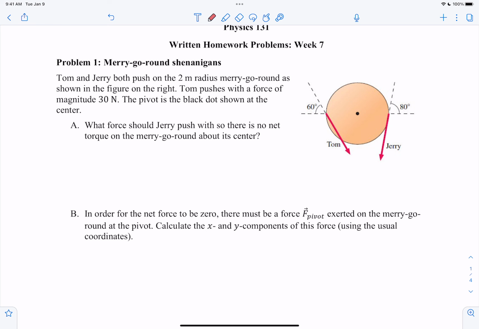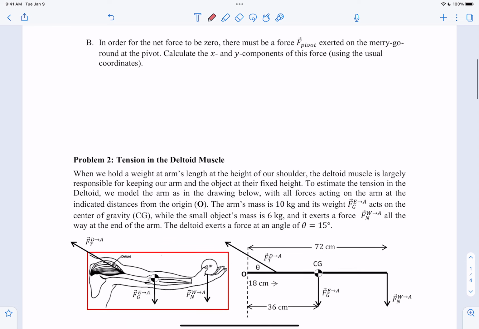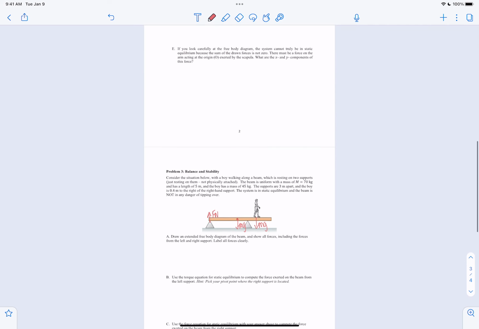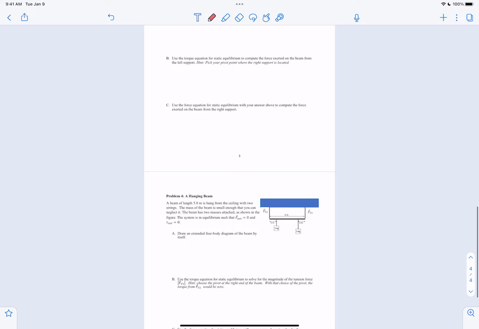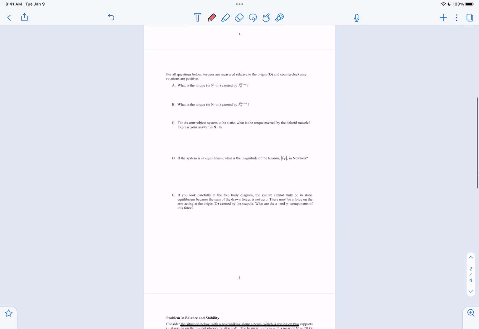It's recording now. This is week 7 written homework problems. We're going to go over problems 1 through 4 for torque, and it's solely torque. What's missing from this written homework is going to be the angular acceleration, angular velocity stuff. A lot of that is covered in the online.